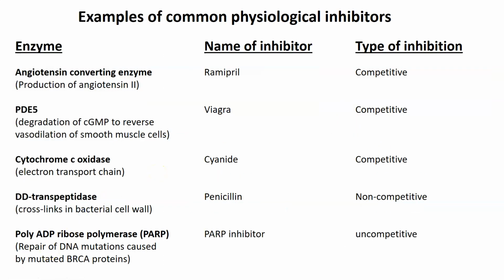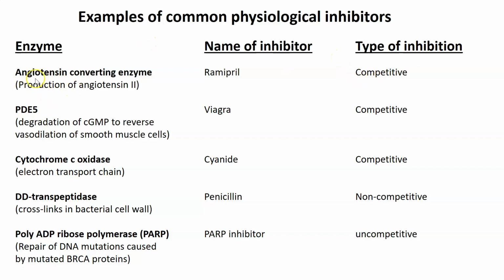Just to finish off then, here are a list of common drugs that people would be administered for all kinds of diseases. So this one here at the top, angiotensin converting enzyme. The name of the drug is ramipril, and this inhibitor acts in a competitive way. So it competes for the active site.